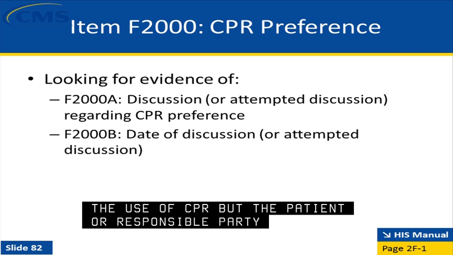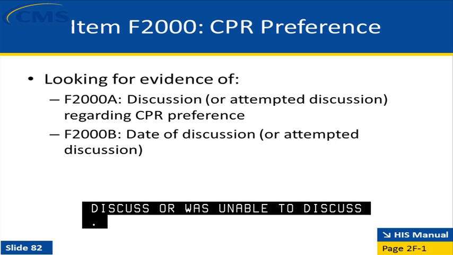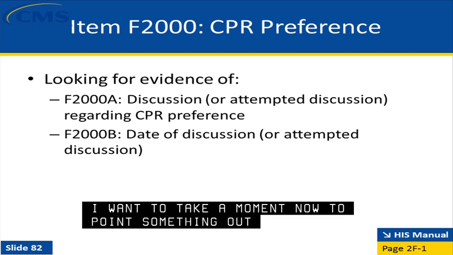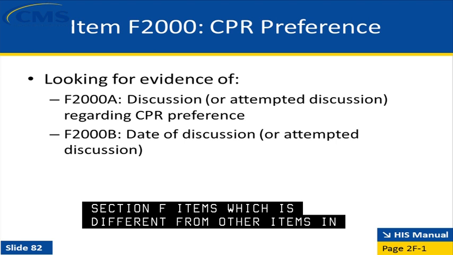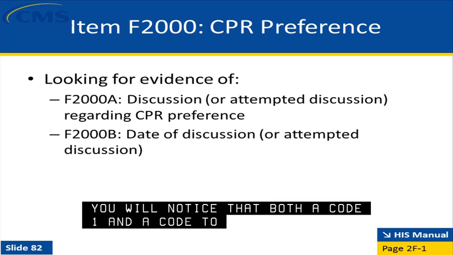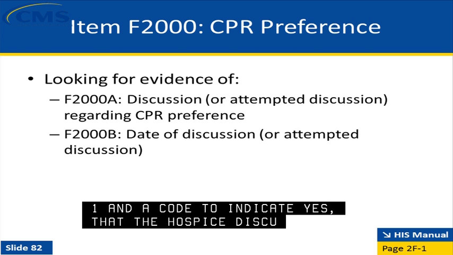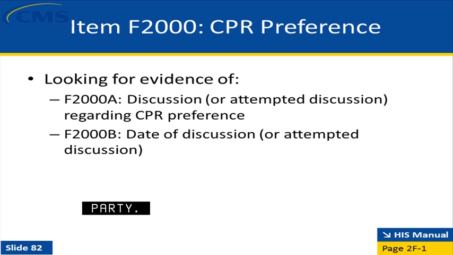So I want to take a moment now to point something out about Section F items, which is different than items in the other sections of the hospice item set. You will notice here that both a code 1 and a code 2 indicate yes, that the hospice discussed or attempted to discuss the topic with the patient or the responsible party. This means that selecting a code 1 or 2 as your response to this item meets the intent of the quality measure as it's specified.